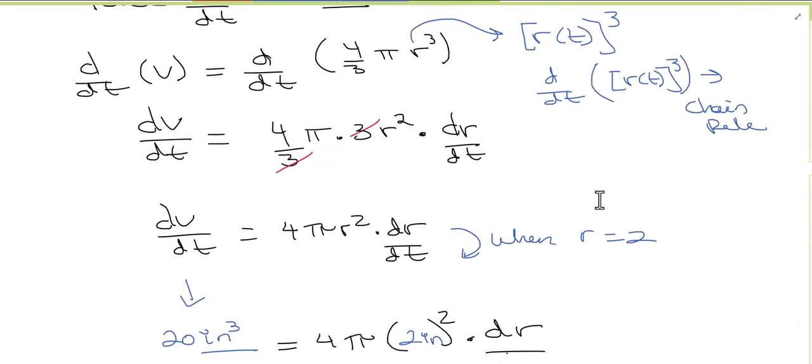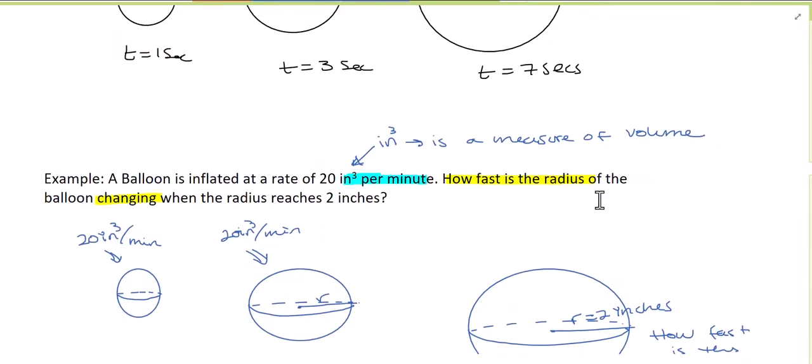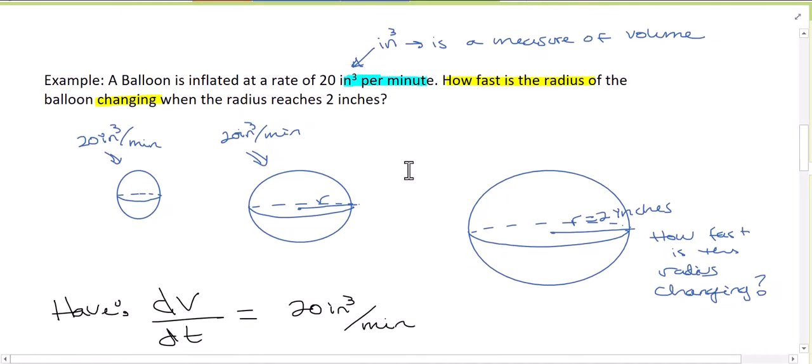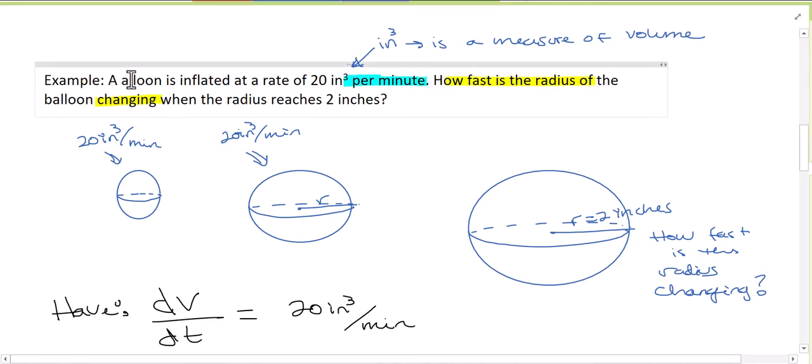Okay, so let's recap. So what did we do? So you're given a related rates problem. How do you recognize a related rates problem? You'll be given some rate of change, and you're likely going to be asked for another rate of change. So a balloon is inflated at a rate of 20 inches cubed per minute. That's a rate of change. How fast is the radius of the balloon changing? So you're being asked for a rate of change. And when the radius reaches 2 inches.